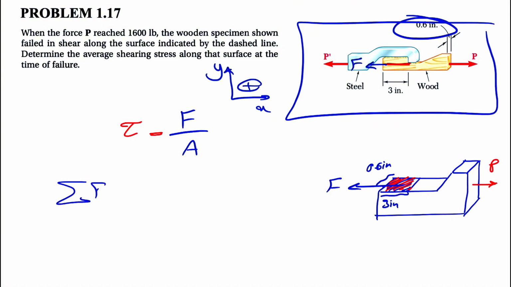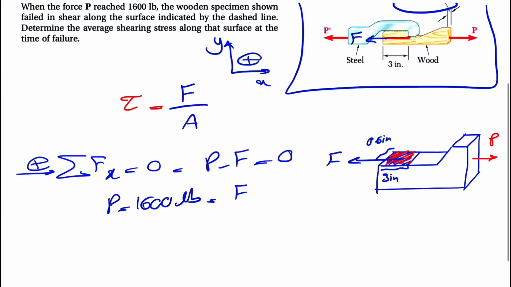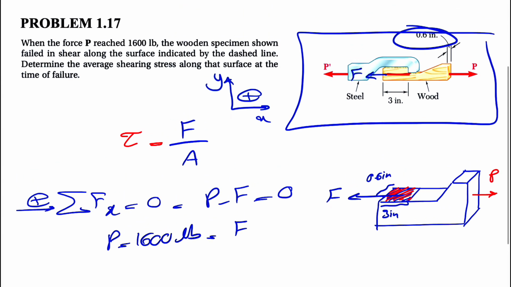So if we do the sum of all forces in the X direction equal to 0, this is our positive X, we basically have P minus F equal to 0, and we know once we reach that 1600, that's where it starts failing. So when our P is equal to 1600, that would be our maximum force for F. So now that we have the force F in here, we have the area too.